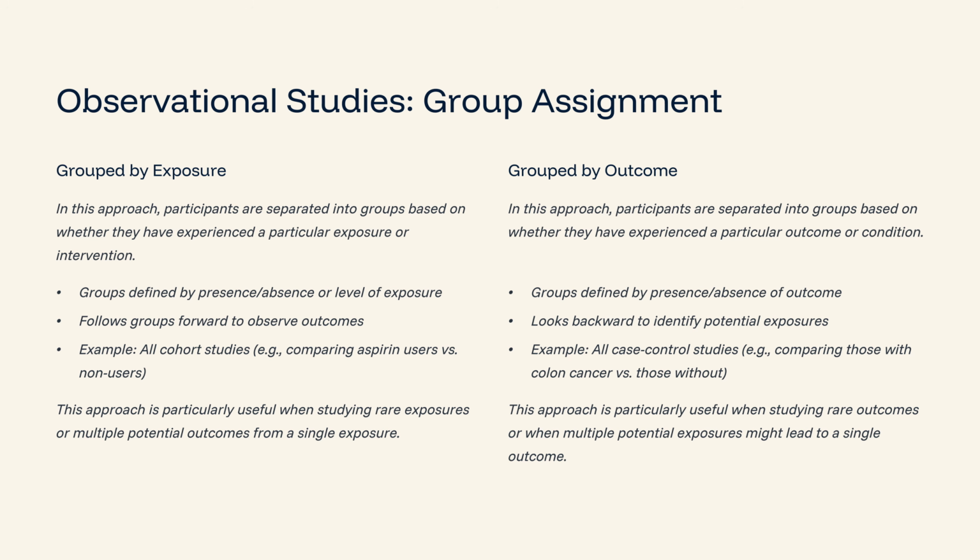Or you can group by outcome, meaning you group defined on the presence or absence of an outcome. Do they have high blood pressure or don't they? And then you look backward in time to identify potential exposures. And so this applies to all case control studies, comparing those with colon cancer versus those without, for example.